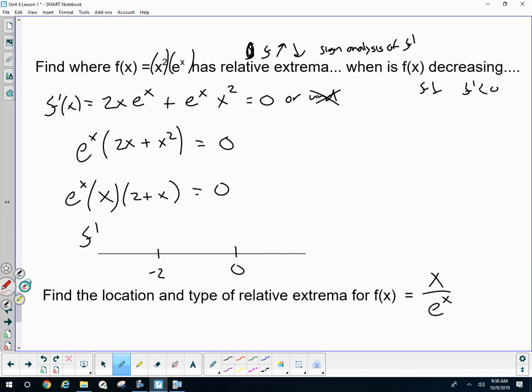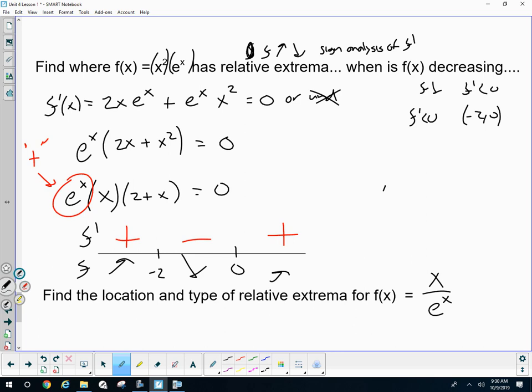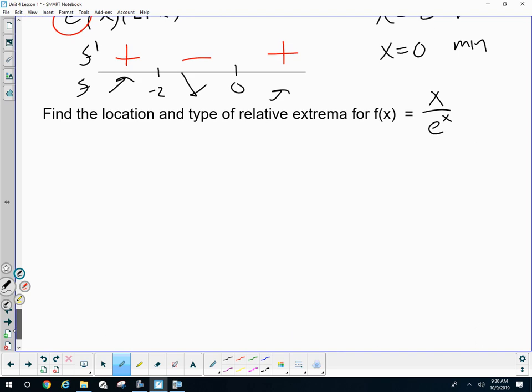Reminding ourselves that e to the x is always positive. If I plug in 1, positive, positive, positive. Negative 1, positive, negative, positive. Negative 3, positive, negative, negative. So f is decreasing when f prime is negative. That occurs from negative 2 to 0. F is going up, then down, then up. x equals negative 2 has got to be the location of a max. x equals 0 is the location of a min. All through sign analysis of derivatives.